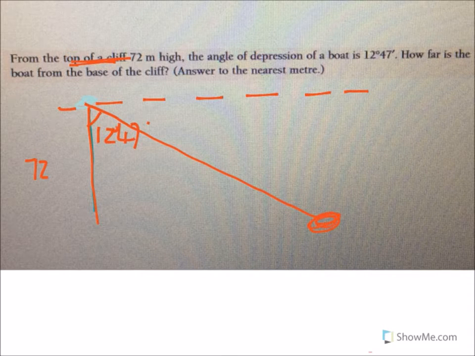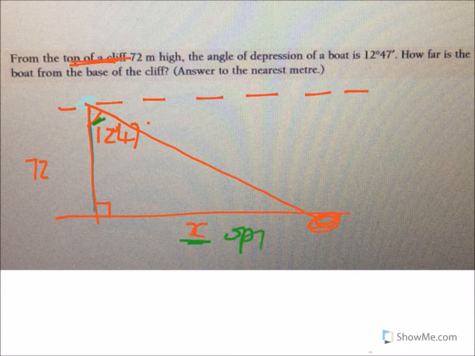This is my boat. And I'm just going to form a right-angled triangle here. It says, how far is the boat from the base of the cliff? So it wants me to know this side. Okay, so we have this angle. What we want is the opposite side. What we have is the adjacent side. So we have opposite, we have adjacent. What we need, think about it, yes, is tangent.